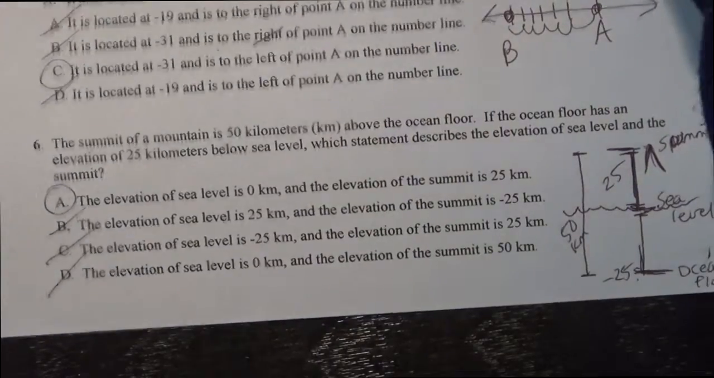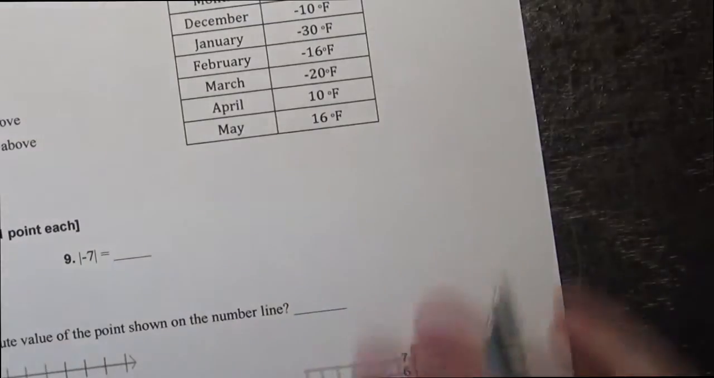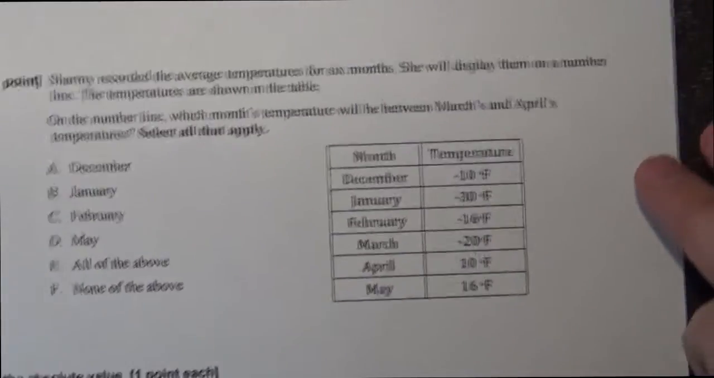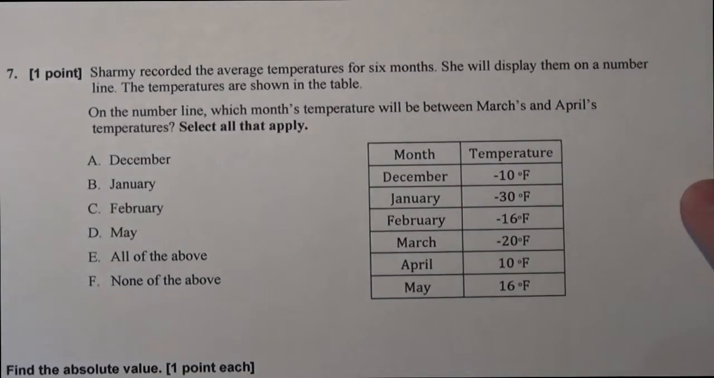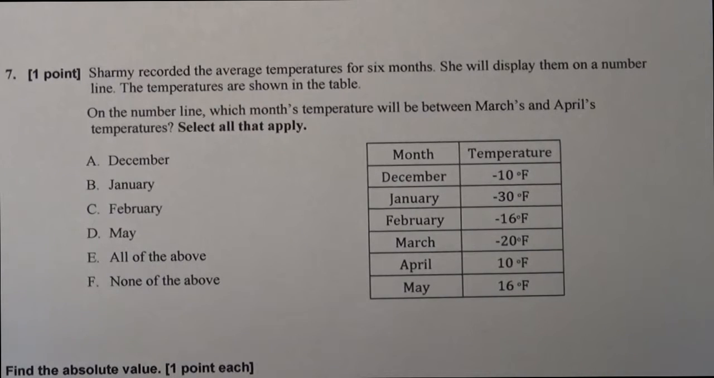That's page 1 of our study guide. We're moving right along into page 2 and number 7. When you look at number 7, there it is in the video, it says Sharmi recorded the average temperatures for 6 months. She will display them on a number line. The temperatures are shown in the table. On the number line, which month's temperature will be between March's and April's temperatures, and select all that apply.